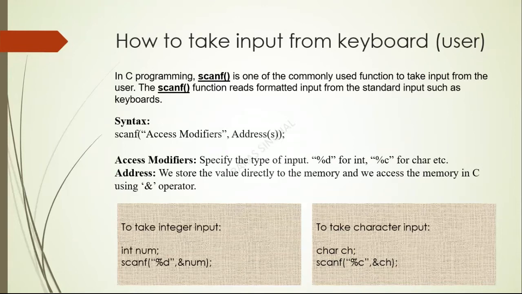Access modifier, it specifies the type of input, like %d for int, %c for char. Address, we store the value directly to the memory and we access the memory in C using the & operator, which is the address operator.